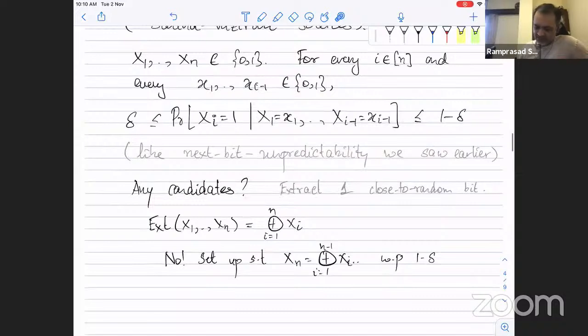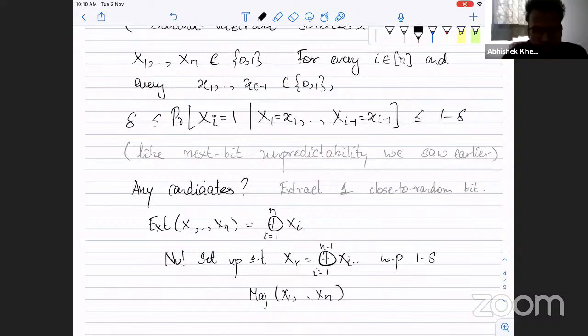Okay, the other candidates we can think of, I don't know. Suppose I did something like majority. This can just be really bad, because each x_i could be a random coin with probability 75% of being 1, and majority is going to return 1 most of the time just because of Chernoff. So none of these seem to work.